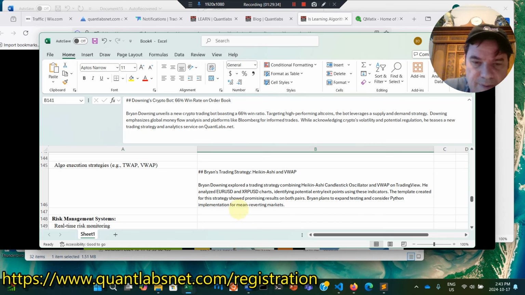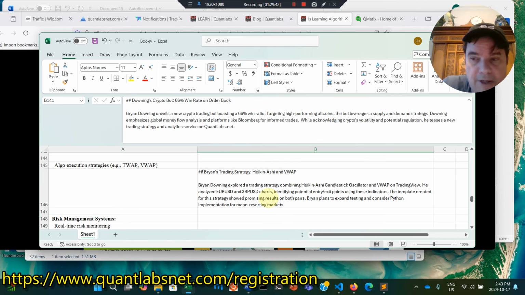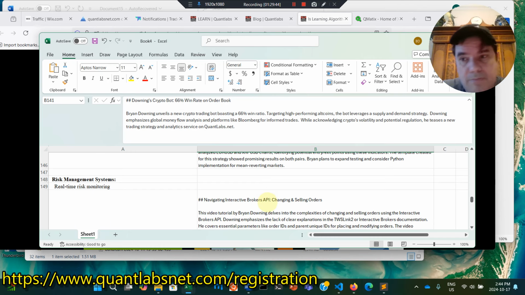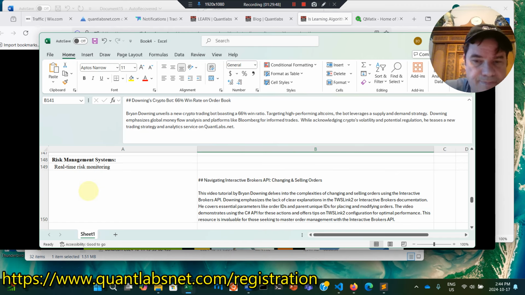Expand testing and consider Python implementation for mean reverting markets. Because I think, let's be real, mean reverting is going to be here more than standard trend following and momentum based.